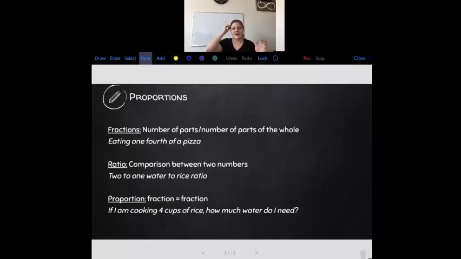Proportion is when you have a fraction equal to another fraction. So if you use the ratio about water to rice, if you're cooking 4 cups of rice, how much water do you need? You could scale it to whatever number you need, and that would be a proportion when you set up a fraction being equal to another fraction.